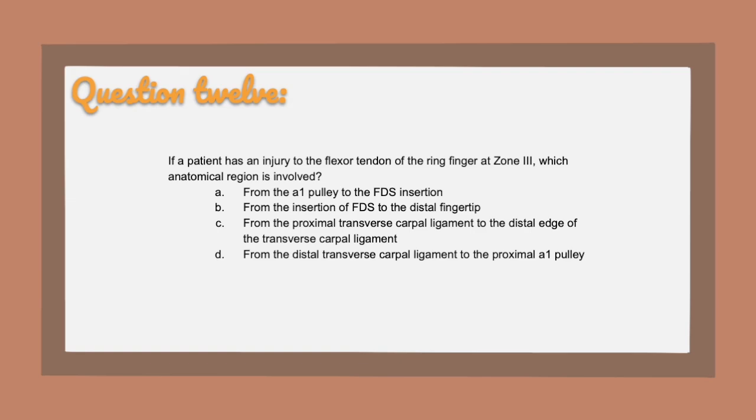Question 12, correct answer is D. The first answer here is zone 2, the A1 pulley to the FDS insertion. From the FDS insertion to the distal fingertip is going to be zone 1, and then across from the proximal to distal edge of the transverse carpal ligament is zone 4.